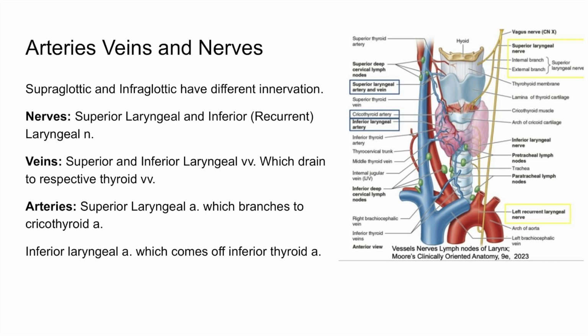So a simple way to frame it would be: above the cords is going to be your internal superior laryngeal nerve. And then below, in that infraglottic region, and almost all the motor stuff, it's going to be the recurrent laryngeal nerve.